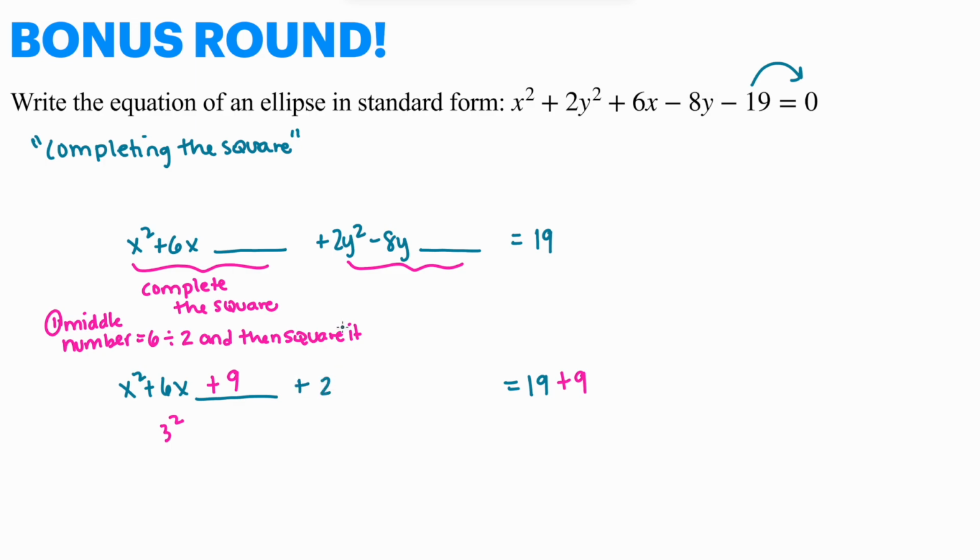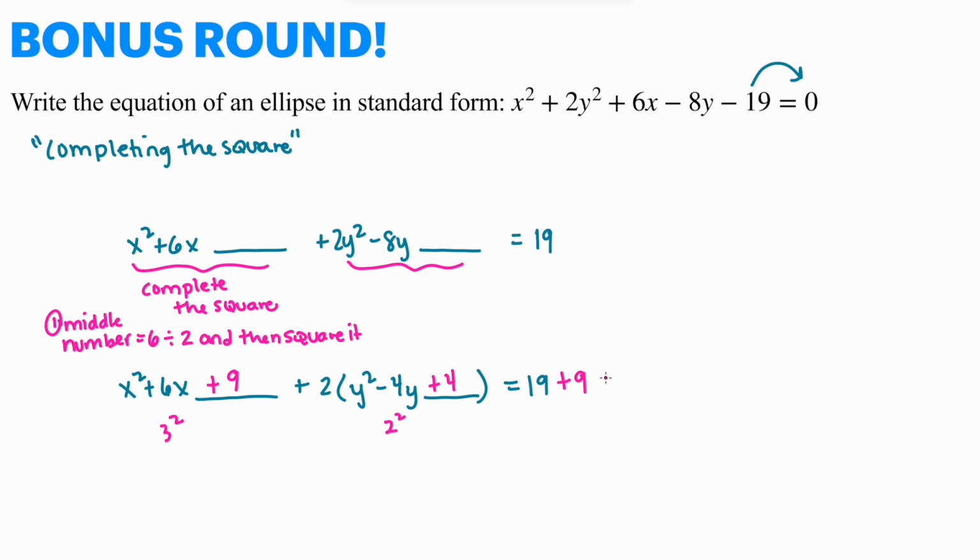Now I'm going to do something with the y's. I'm going to pull out a 2. If I do, then 2 times 4 is how I get 8. So if I'm factoring a 2 out of all of my y values, then 2 times 4 is how I get 8. So I'm going to take 4, take half, which is 2, and square it. And if I square it, I get 4.